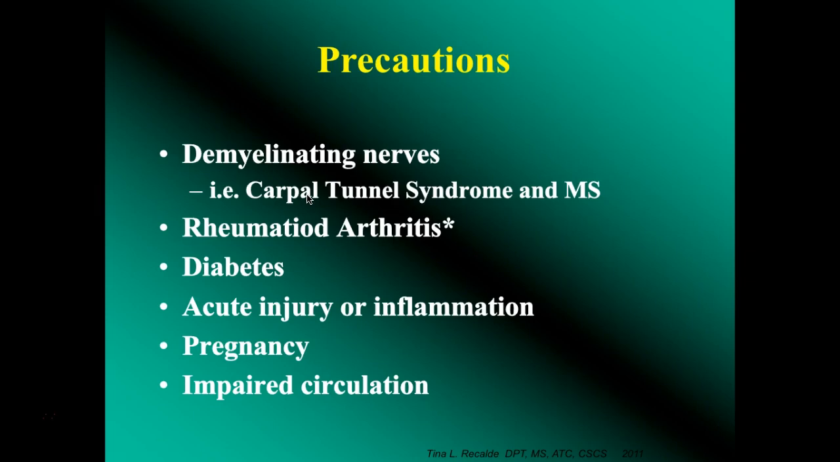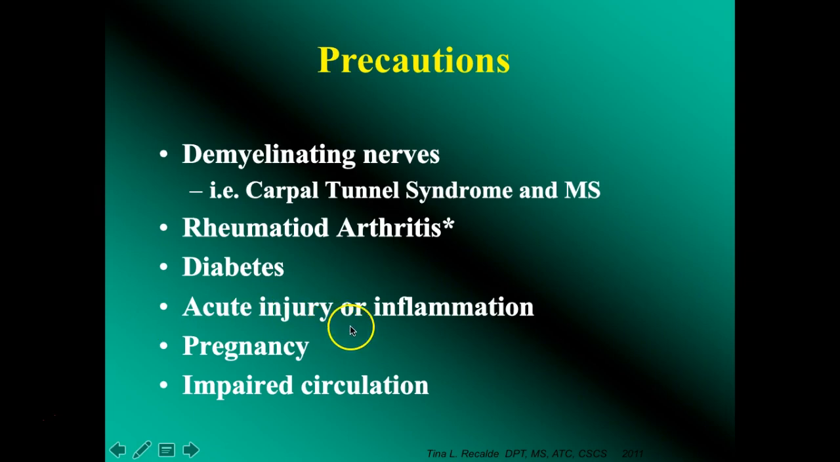With nerves, you're going to treat them a little bit differently than you are a muscle or a ligament or a tendon. Rheumatoid arthritis could be a precaution depending on if they're in their exacerbated state or not. A diabetic is primarily going to be a precaution most likely because they have decreased sensation, peripheral neuropathy of that nature.